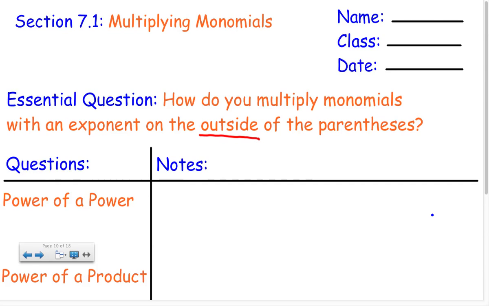is, let's say I have the example b to the third. b to the third to the fifth power is the same thing as b to the 3 times 5, which would be b to the 15th.